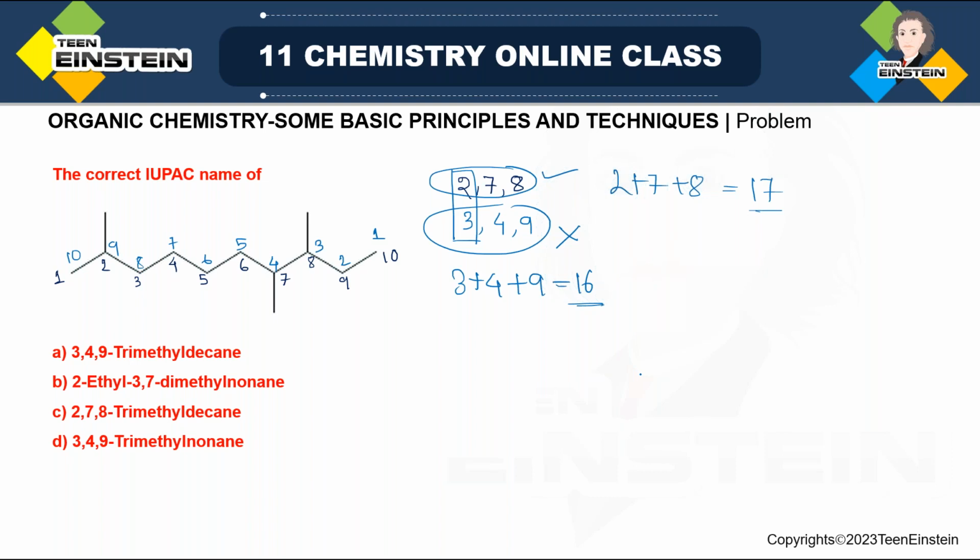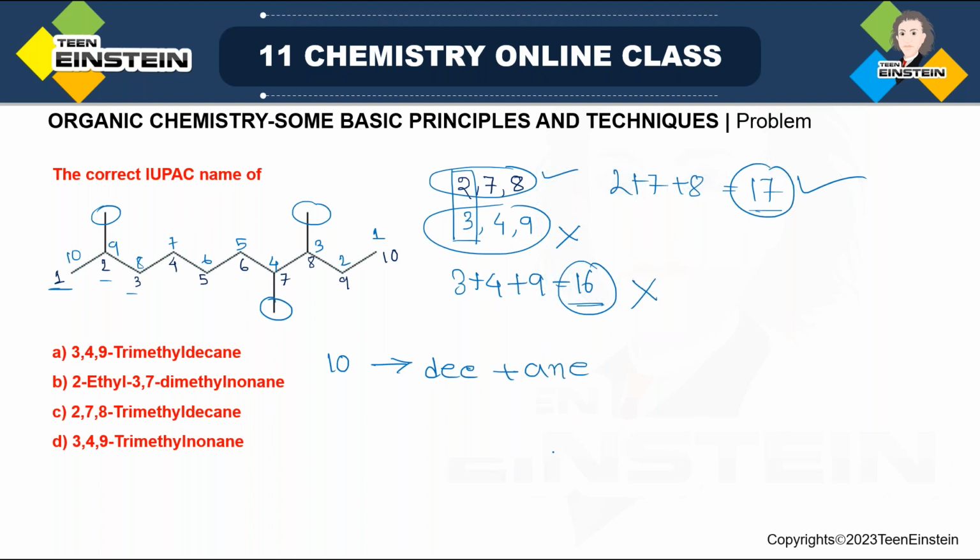That may give you the correct result sometimes, but not always. So this problem is the proof that here, though it is 17 and it is 16, still we are choosing this because of the first point of difference. So the correct answer will be 2, 7, 8, total 3 methyl substituents. Follow the first numbering, that is this dark blue numbering, 2, 7, 8 trimethyl, and here the total number of carbon is 10, and for 10 we use dec, and there will be an 'ane' because it is an alkane. Okay, 2, 7, 8 trimethyl decane. The third one is the correct answer.